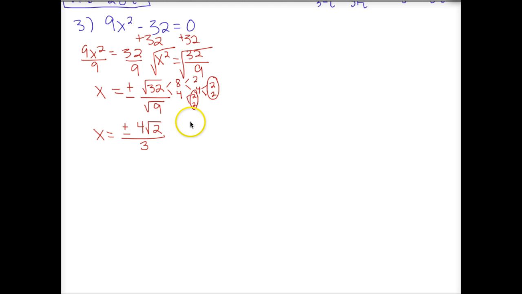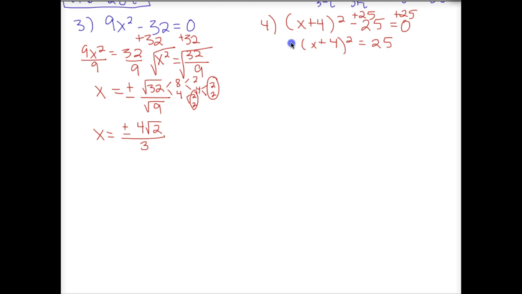Let's look at one more with solving by square roots. So let's look at number 4, where we've got x plus 4 squared minus 25 equals 0. So this right here is my squared term. So to get it alone, I need to add 25 to both sides. So x plus 4 squared equals 25. Squared term is alone, so I'm going to square root both sides. x plus 4 on the left, plus or minus square root of 25 on the right. Next, simplify the radical. Square root of 25 comes out evenly, so plus or minus 5.